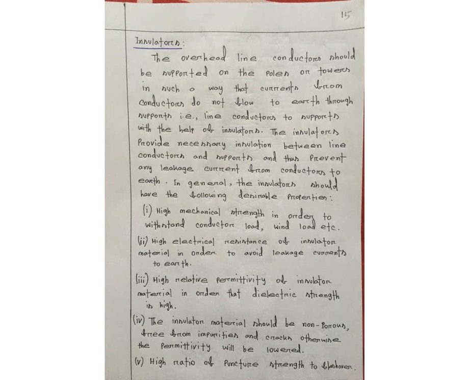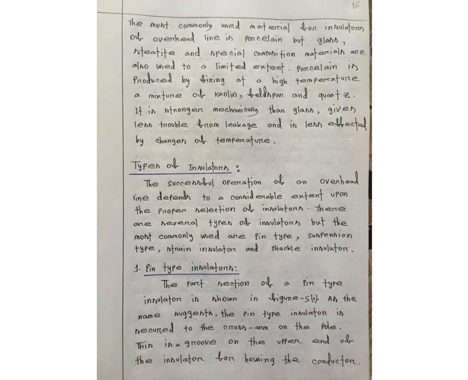Insulator has some properties: high mechanical strength, high electrical resistance of insulator material in order to avoid leakage current to earth. So if you want to avoid leakage current to earth, we need an insulator. High relative permittivity of the insulator. The insulator materials should be non-porous, free from impurities and cracks, otherwise they fail. And there are many types of insulator.